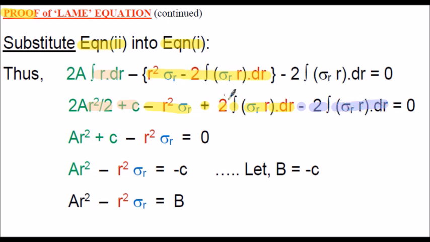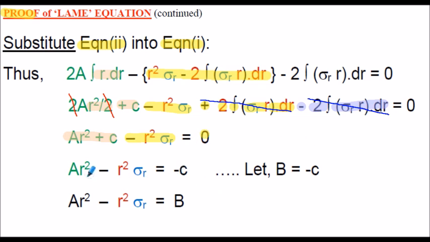So now we can see some cancelling. The first term, the 2 in the numerator, cancels with the 2 in the denominator. So we have ar squared plus c on the next line. And we can also see that this positive integral here cancels with this negative integral here. The same integrals, opposite sense. So we're left with the second term on the left-hand side being the negative r squared sigma r. And that's equal to 0.